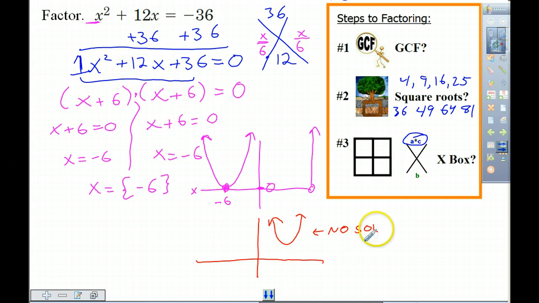And the new thing you're going to learn in a little while is that while this has no real solutions, it has something called imaginary solutions. It has some imaginary roots. So that's the one little thing that's new in chapter 5, is that we're going to have some imaginary roots to talk about.